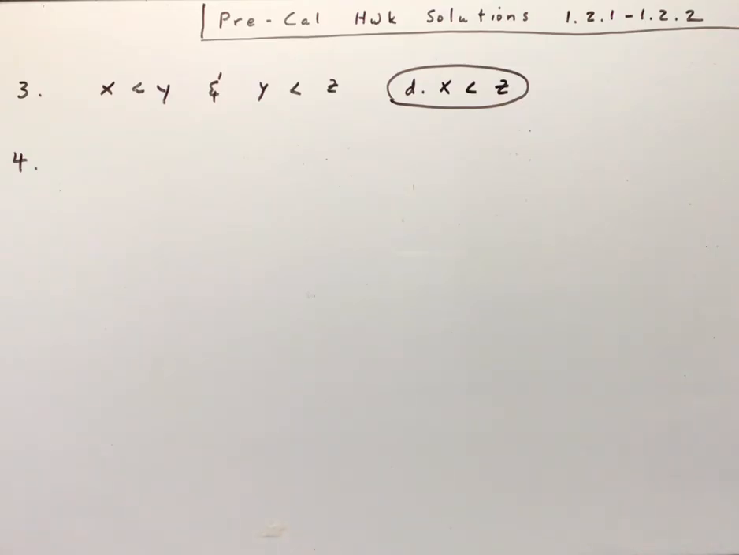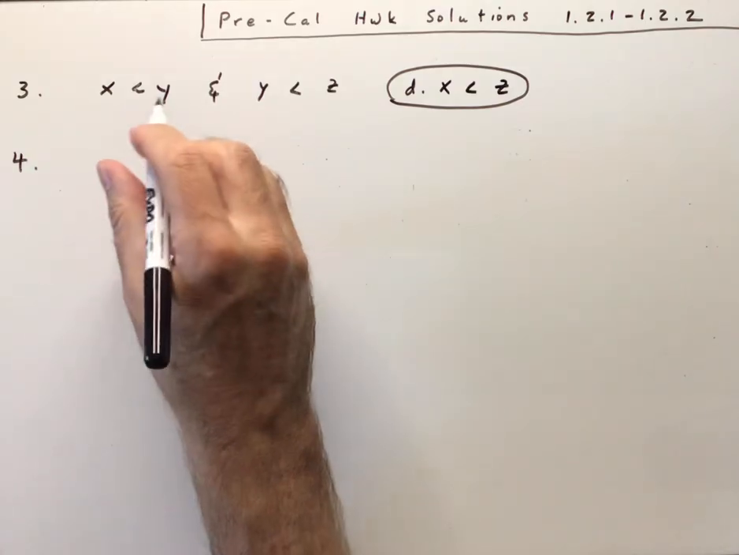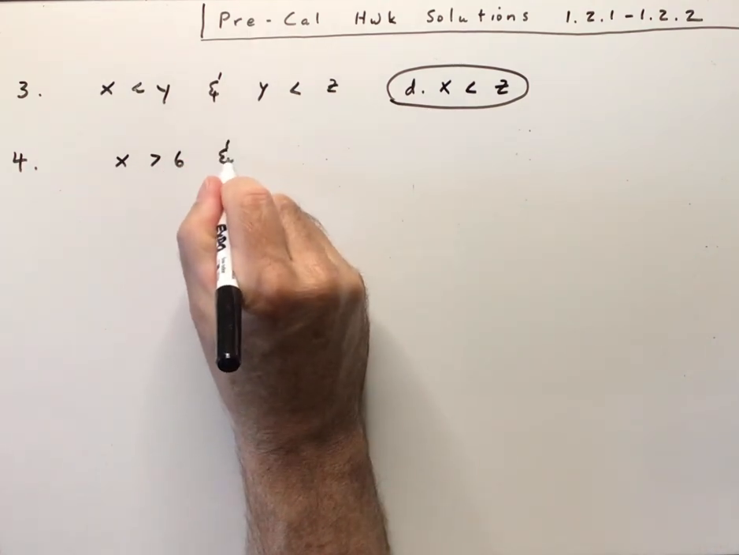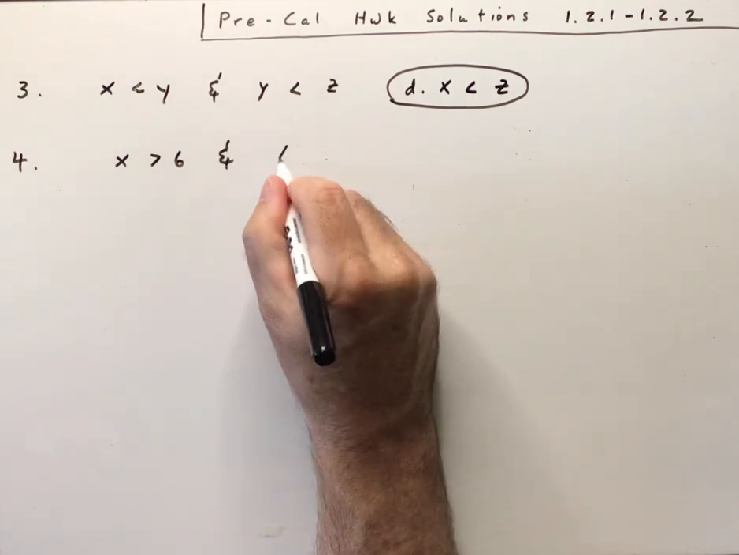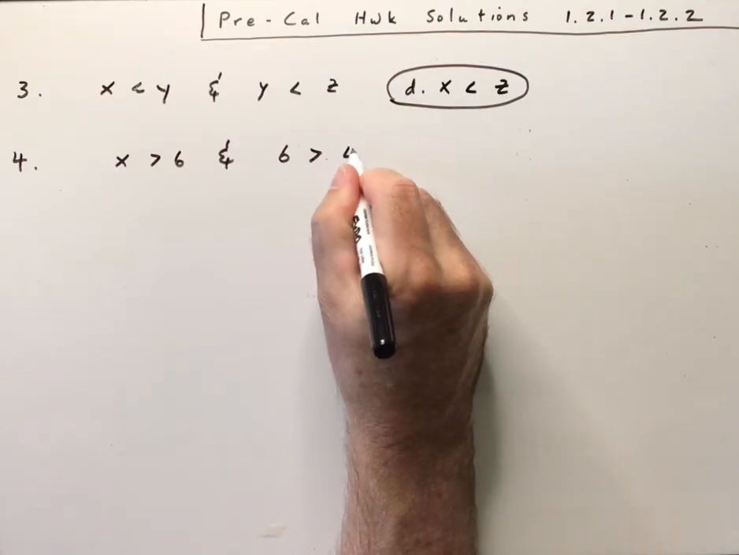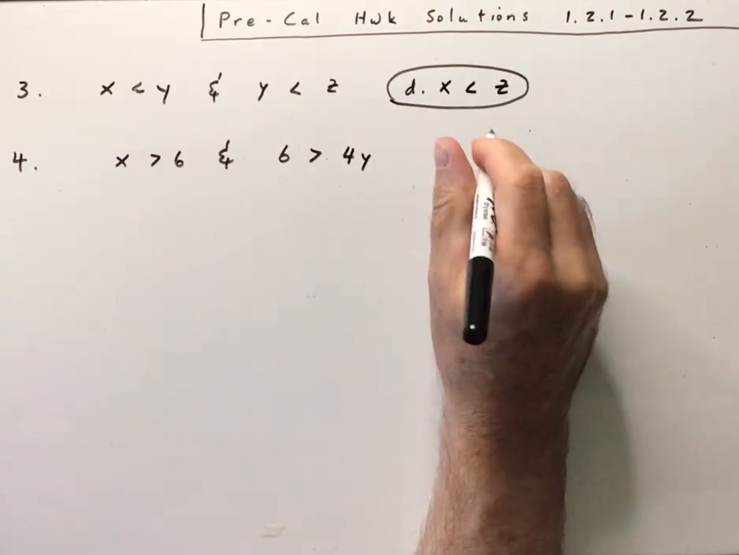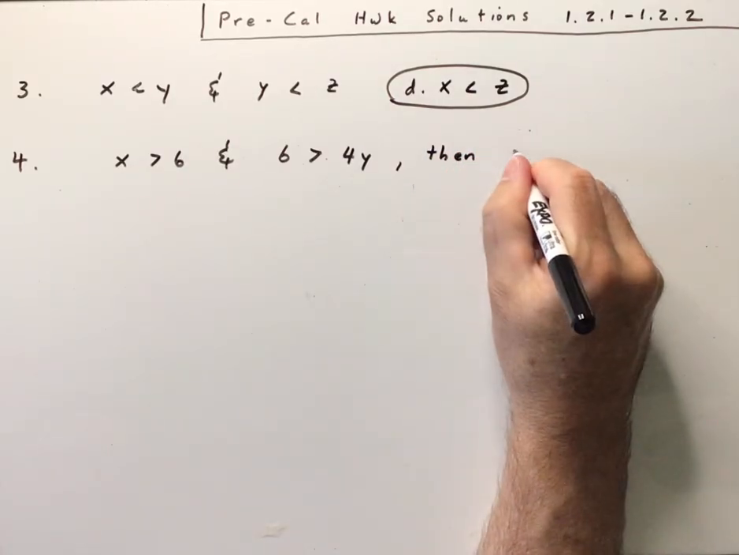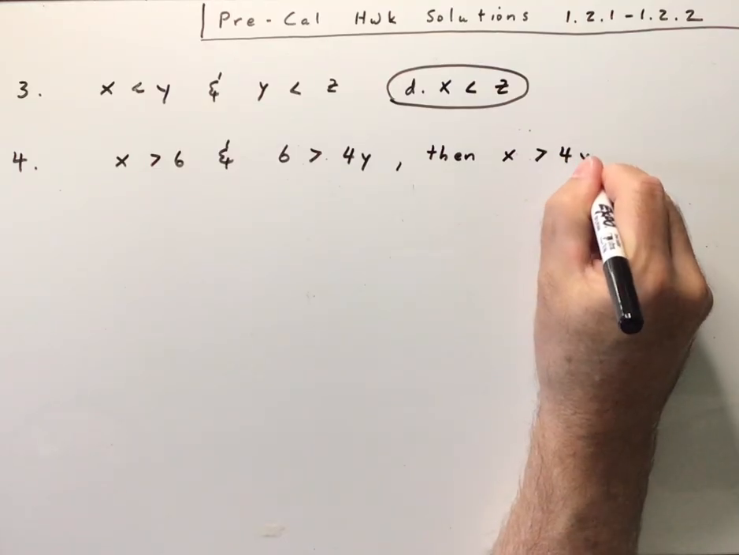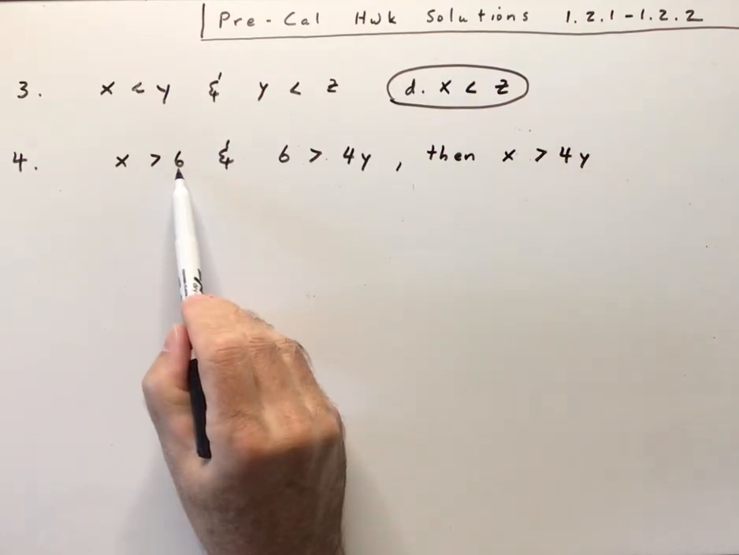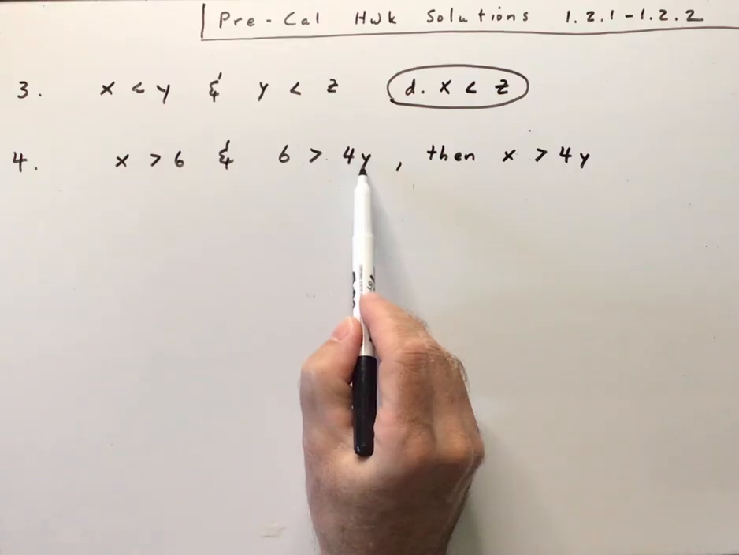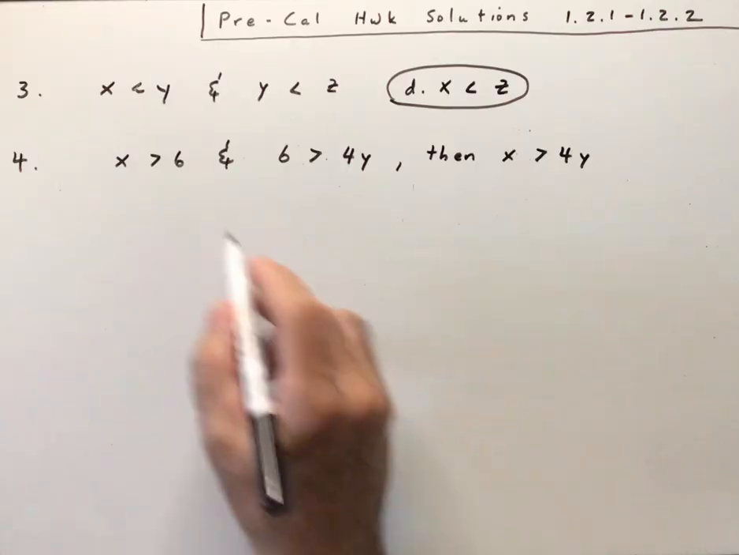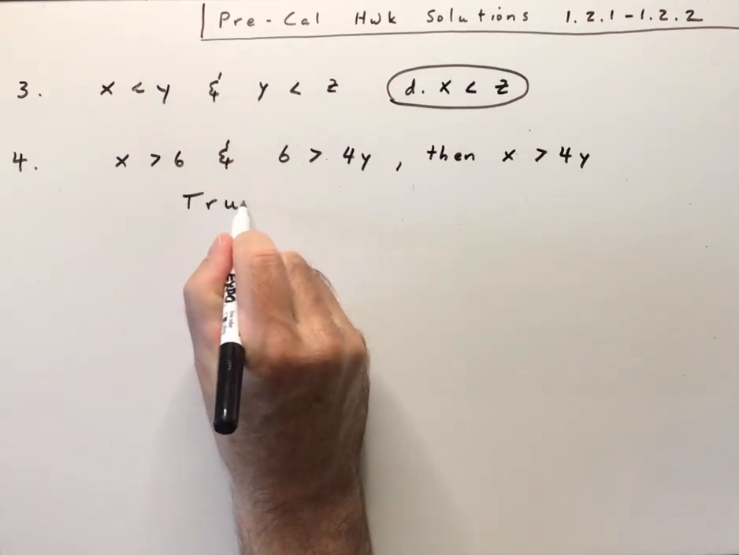All right, number 4 says true or false: if x is greater than 6 and 6 is greater than 4y, then x is greater than 4y. X is greater than 6. 6 is greater than 4y. Therefore, x has to also be greater than 4y since it's greater than 6. So that answer is true.